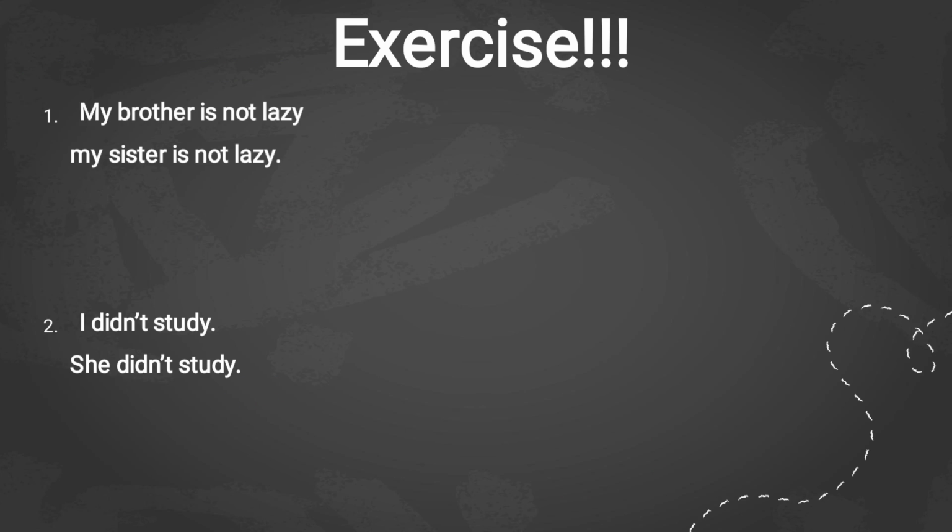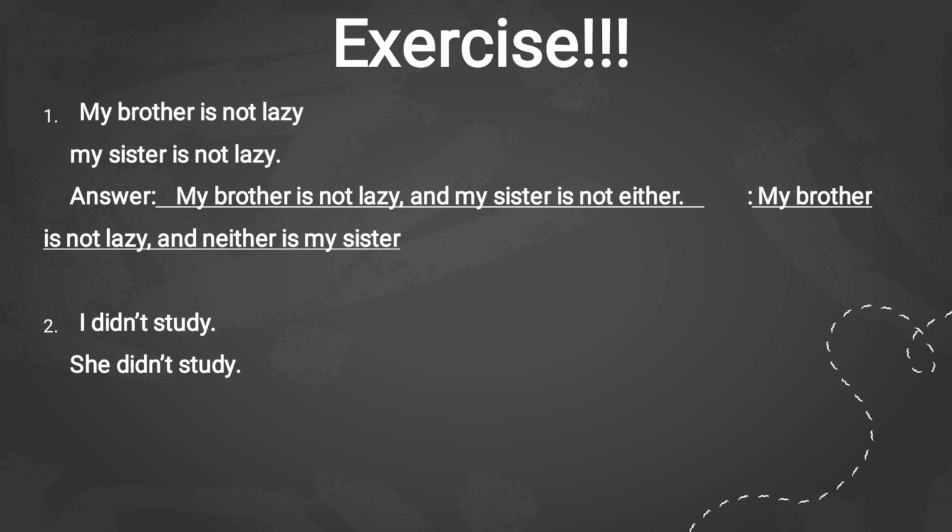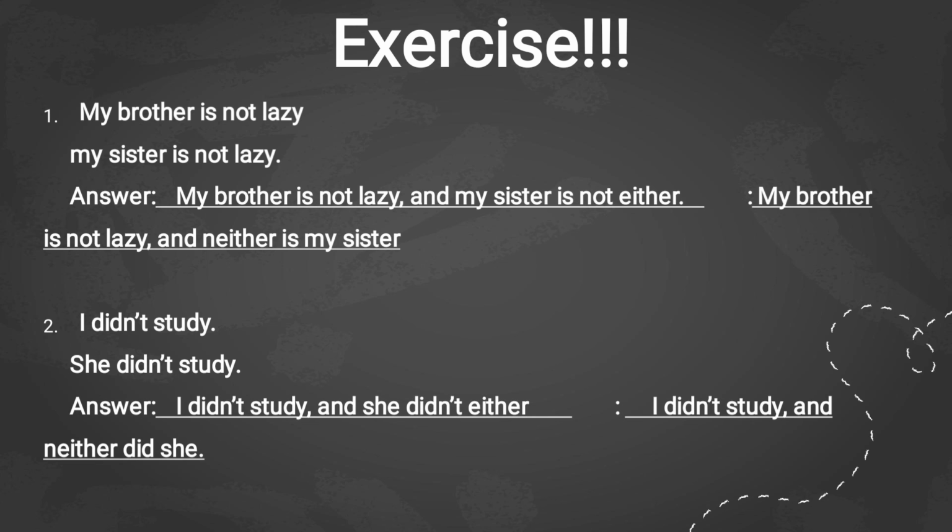Okay. This is the exercise. My brother is not lazy. My sister is not lazy. It becomes, my brother is not lazy and my sister is not either. Or, my brother is not lazy and neither is my sister. And the second one is, I didn't study. She didn't study. It becomes, I didn't study and she didn't either. And the second one becomes, I didn't study and neither did she.